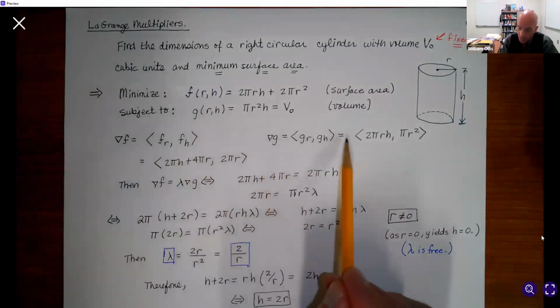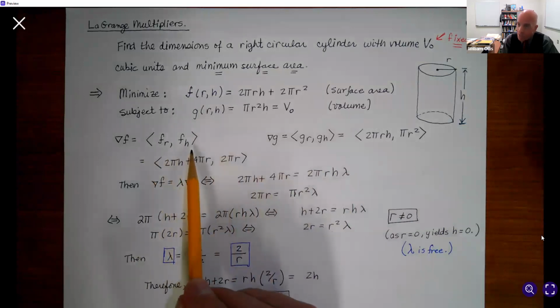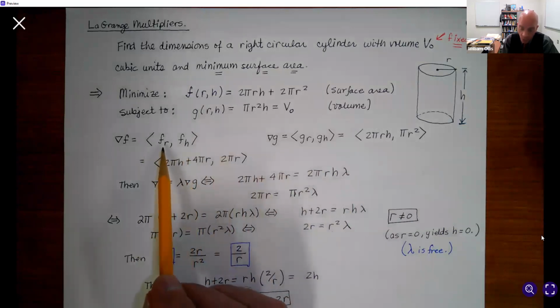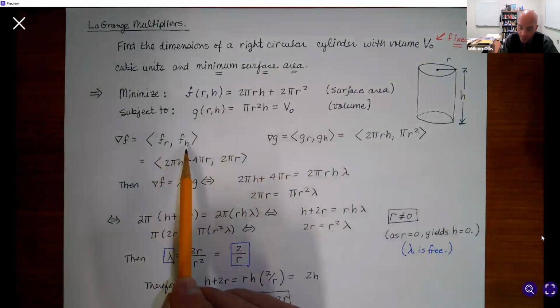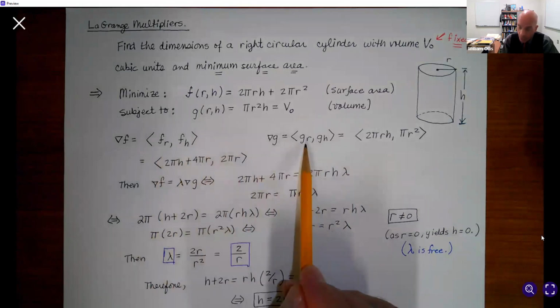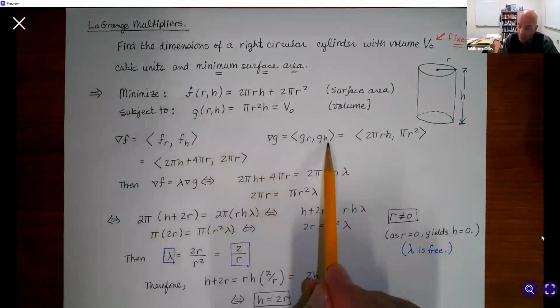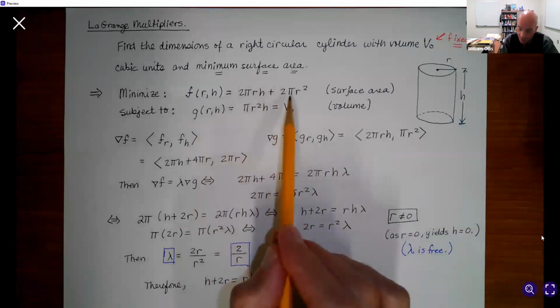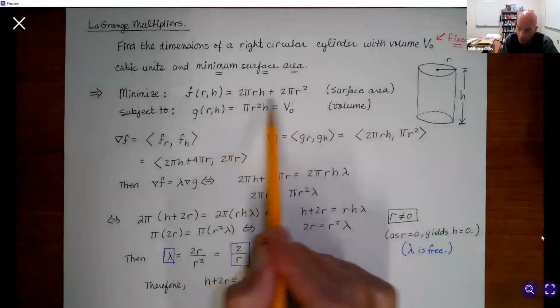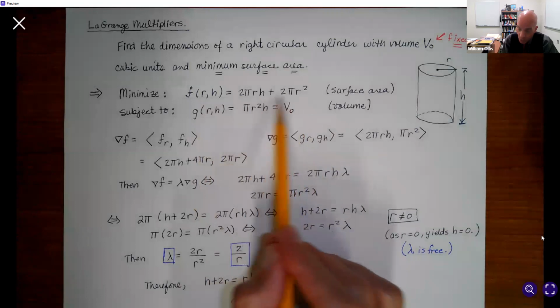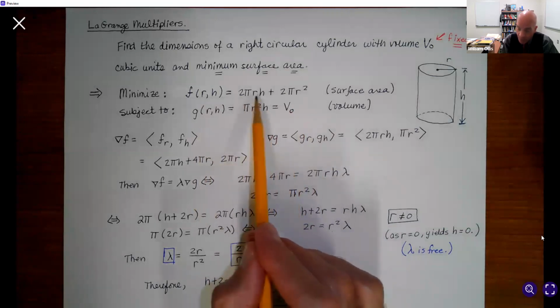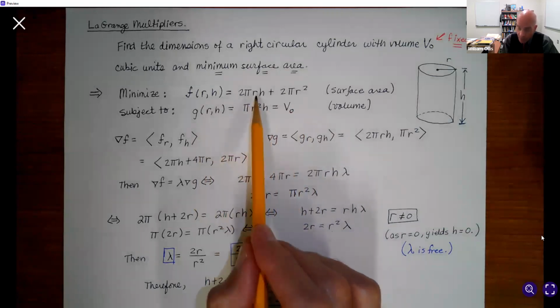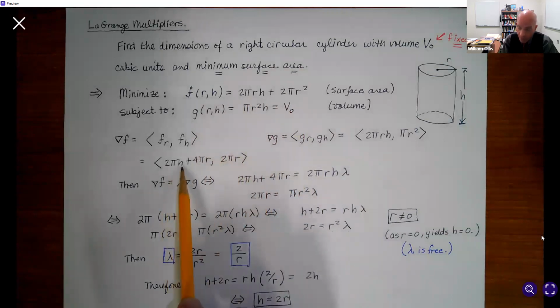And so the gradients are fairly simple. I've written these with the subscript notation. We'll do the R partial of F and the H partial of F. And then, of course, for the gradient of G, we'll do the R partial of G and the H partial of G. So these are very simple, so they're easy to do. The R partials we're going to have for both of these terms. Again, everything else except for the R is considered constant. So when we differentiate out the R, we're just left with 2 pi H.